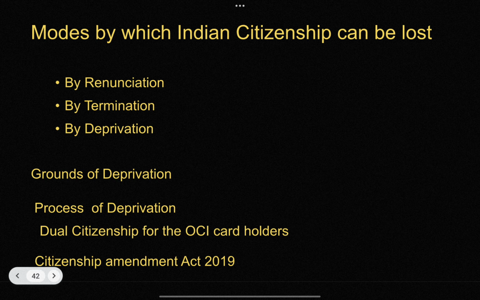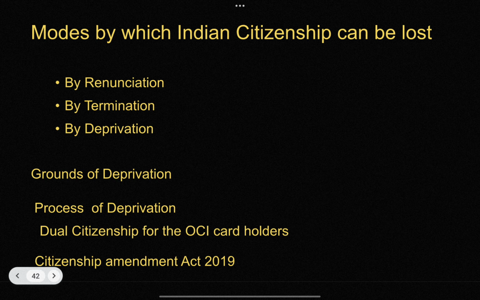And the second one is termination. If a person on acquiring the citizenship of another country does not voluntarily surrender the Indian citizenship, and if the government of India comes to know about it, his or her citizenship can be terminated. Means when by mistake you have got the citizenship of another country and you have not surrendered the Indian citizenship, and the Indian government comes to know about it, they can terminate your citizenship.